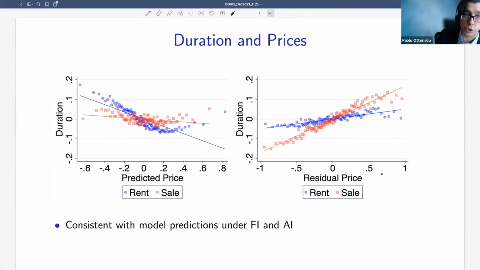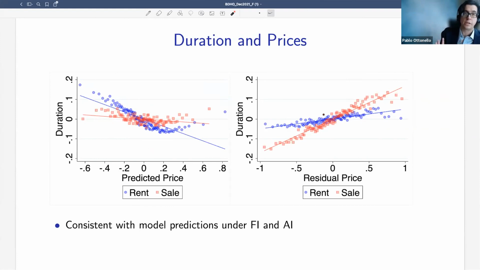So the left panel tells you if a property is expensive because of its observable characteristics, then it tends to sell faster, have a higher probability of selling, or a lower duration, okay? Or downward sloping a line between duration and predicted component of prices. What the right panel tells you is that if a property is expensive beyond its observable characteristics, it tends to have a higher duration in the platform or a lower trading probability.